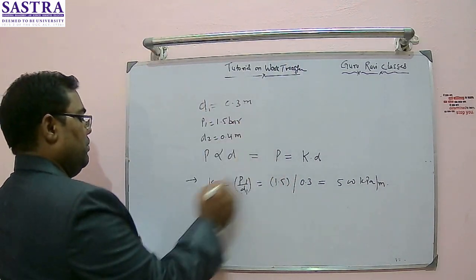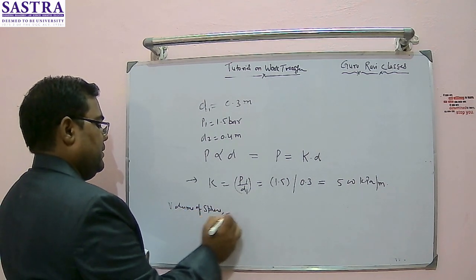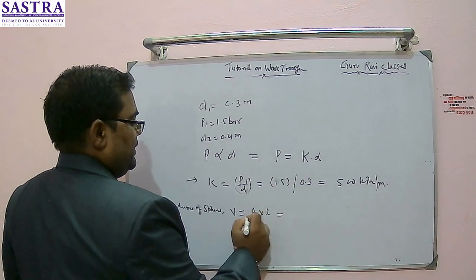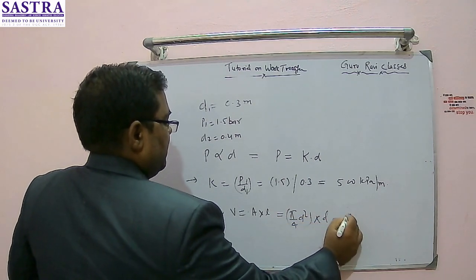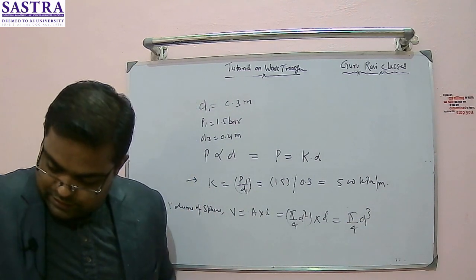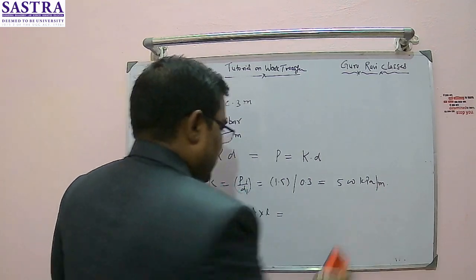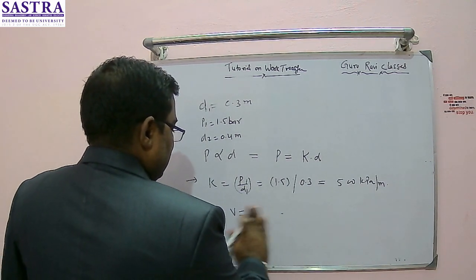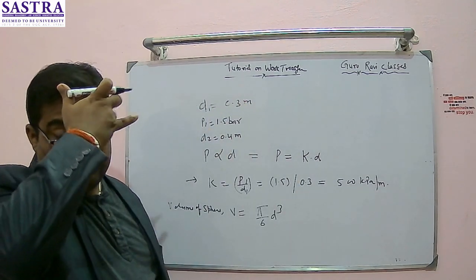Now the volume of a sphere. So volume is area into length. So for sphere, length is also diameter and area is pi by 4 d square into d. So this becomes pi by 4 d cube. Sorry, no, this is the wrong way. It's not basically a cylinder. For a spherical thing, we already know what the volume is. Volume is pi by 6 d cube, right? So this we know, pi by 6 d cube.